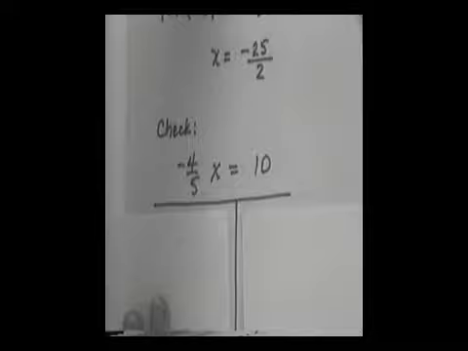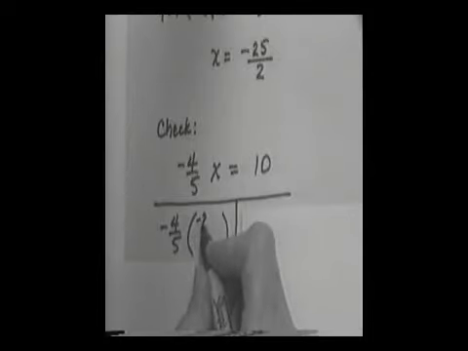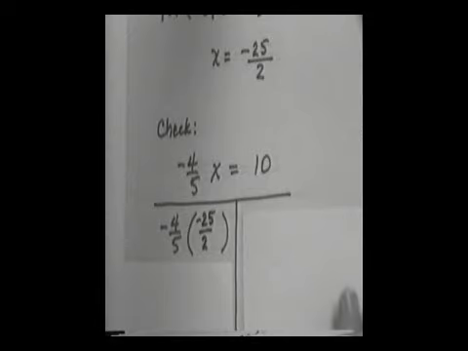we'll check negative 25 over 2 by first copying the original problem. Negative 4/5 x equals 10. We make our T format. Negative 4/5 x means we have negative 4/5 times the x value. We're going to fill in negative 25 over 2. On the right side of the wall, we have 10.